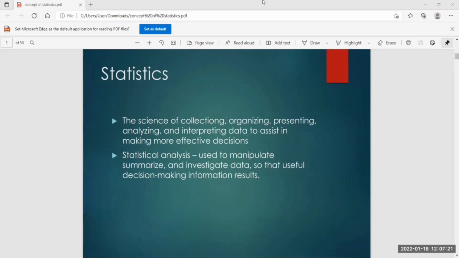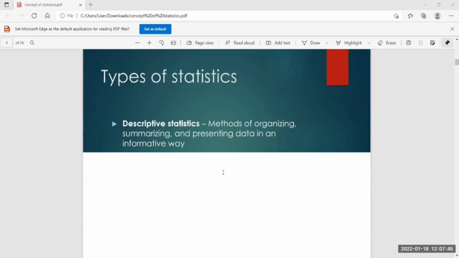Statistics is the science of collecting, organizing, presenting, analyzing, and interpreting data to assist in making more effective decisions. Statistical analysis is used to manipulate, summarize, and investigate data so that useful decision-making information results. Okay, so that is also one of the reasons why we are doing statistics.